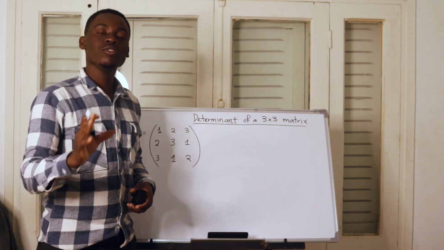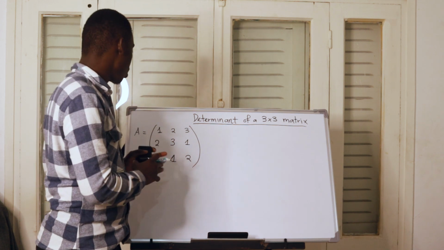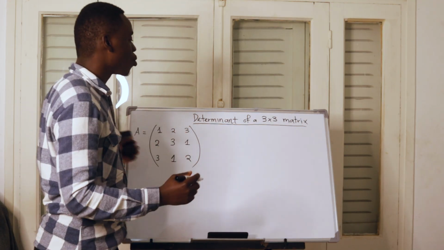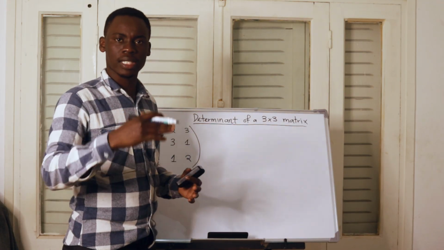In this video, I'm going to teach you how to calculate the determinant of a 3 by 3 matrix. Now, in our case, we've got this matrix A. So the very first thing you have to understand is what we call the sign pattern of cofactors. We're going to dive deeper into cofactors in another video.